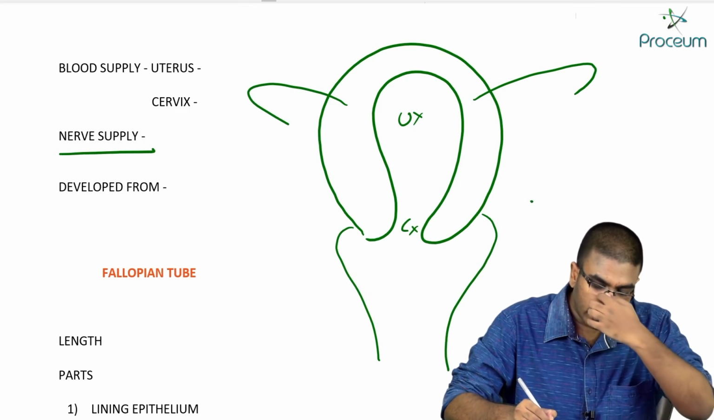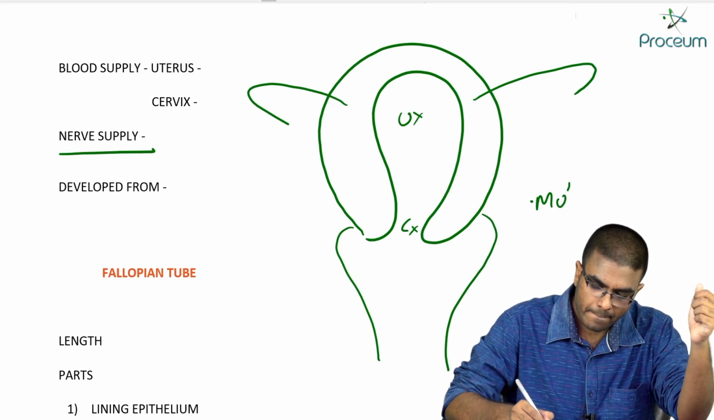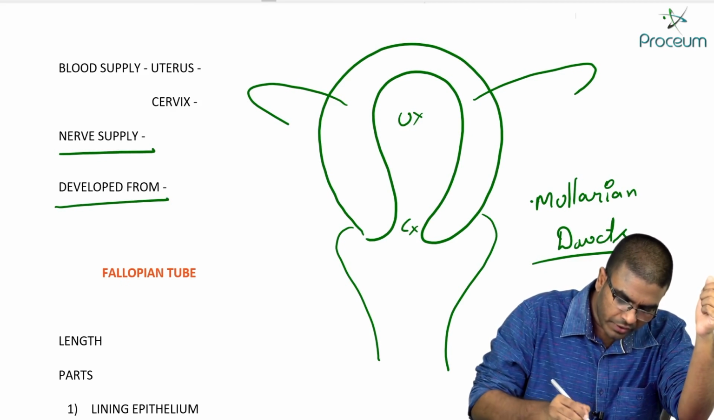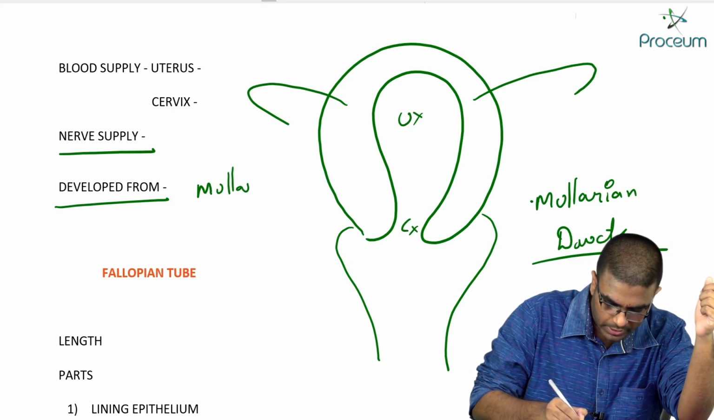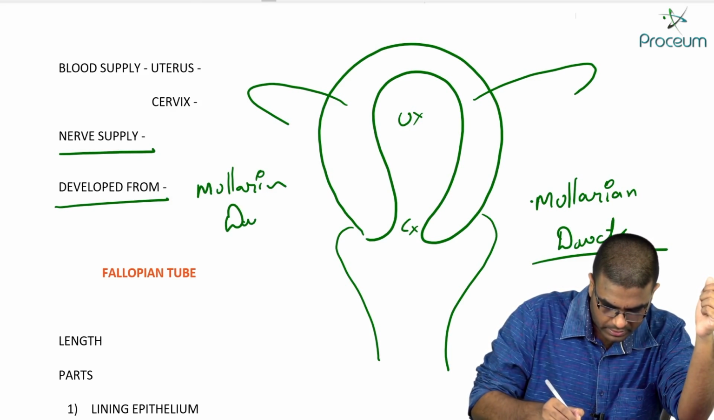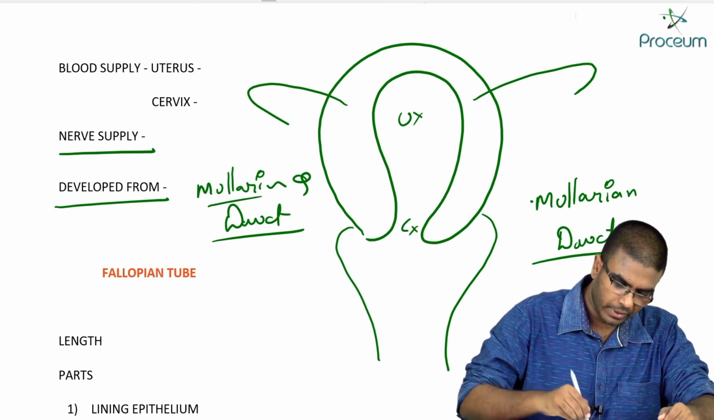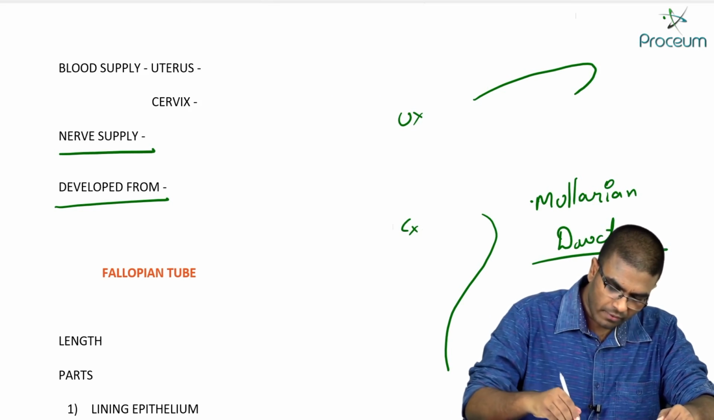In the same way, try to remember this point: uterus, cervix, fallopian tubes and the upper 2/3 part of the vagina, all these are derived from the Mullerian ducts. So the development of the uterus is from the Mullerian duct. Very important MCQ to keep in mind. Now let's discuss the fallopian tubes.